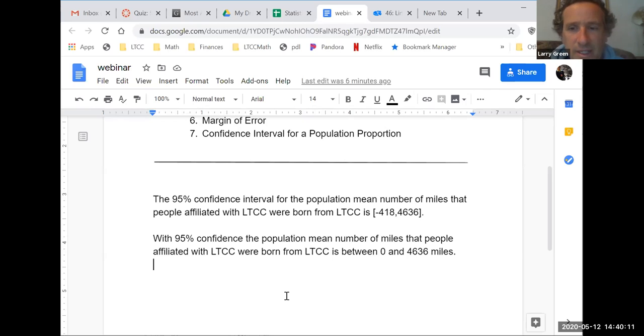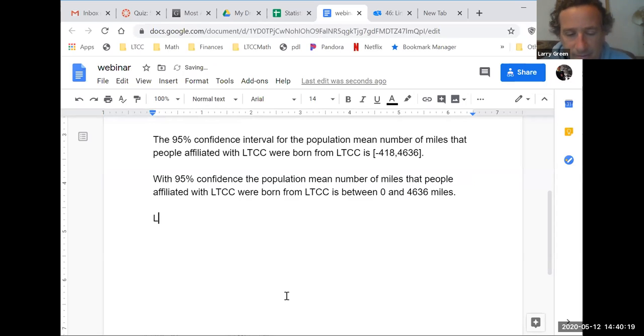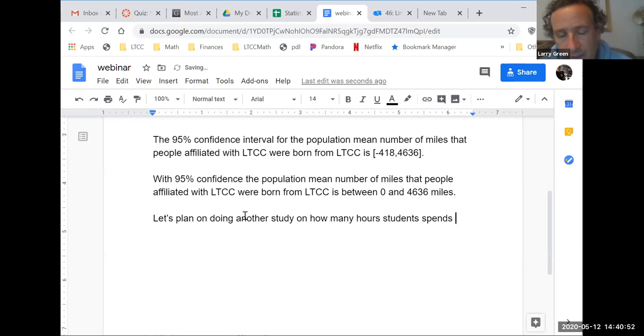Any questions? Okay, now let's suppose we're going to plan on doing another study. Instead of how far people live from campus, how about how many hours students spend on their education per year?